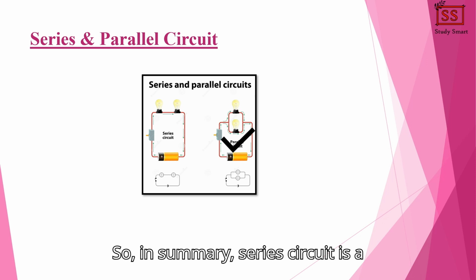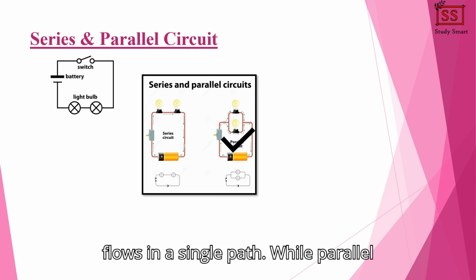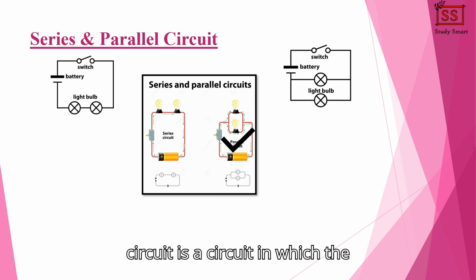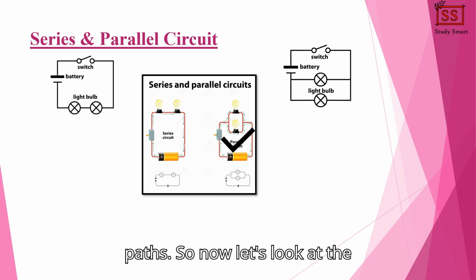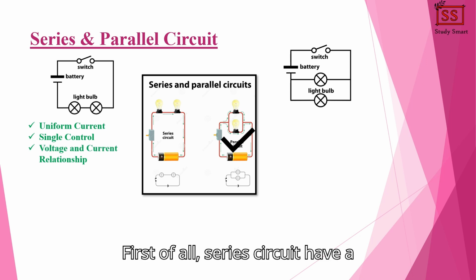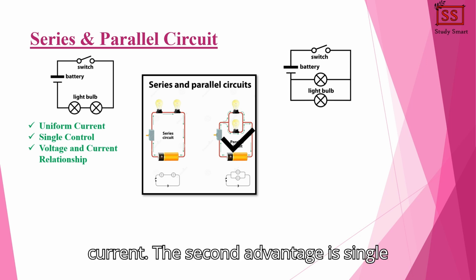So in summary, series circuit is a circuit in which the electric current flows in a single path, while parallel circuit is a circuit in which the electric current flows through multiple paths. So now let's look at the advantages of series circuit. First of all, series circuit have a uniform current. Every component in the circuit receives the same amount of current.